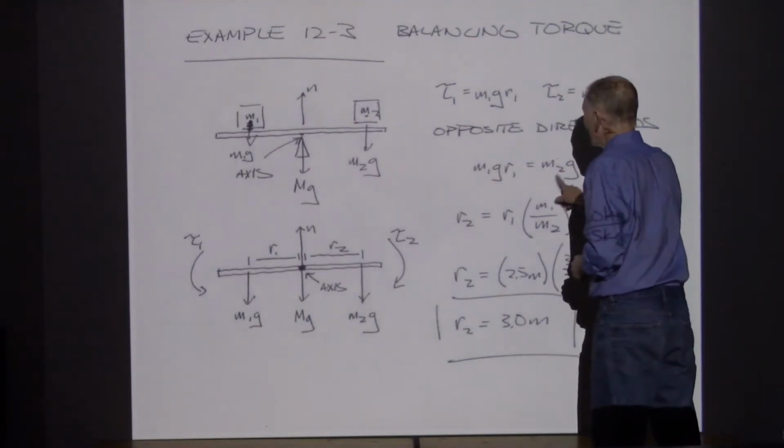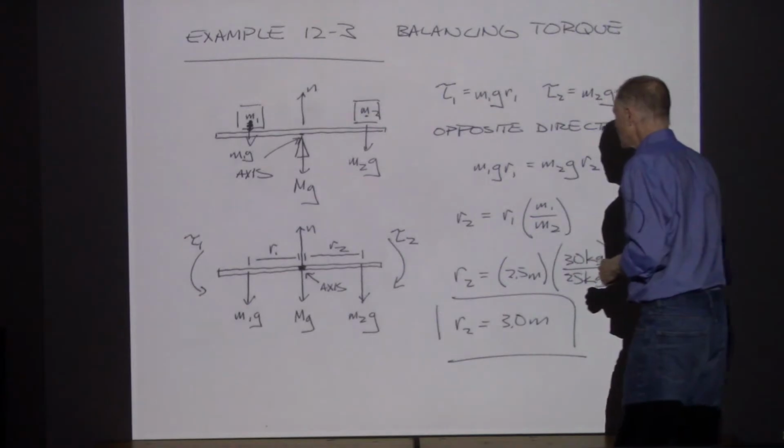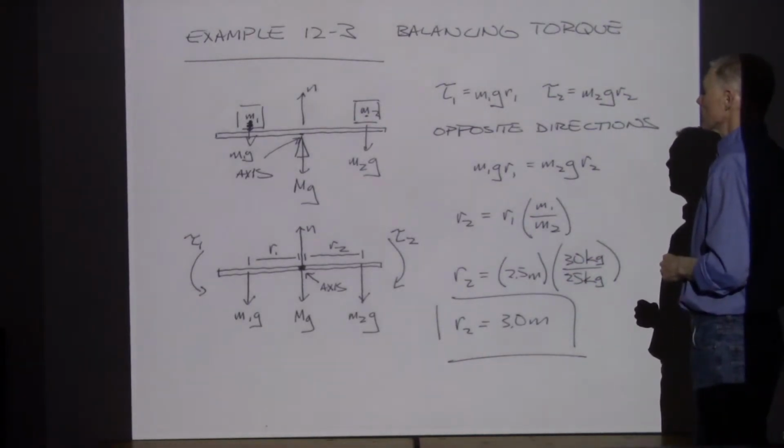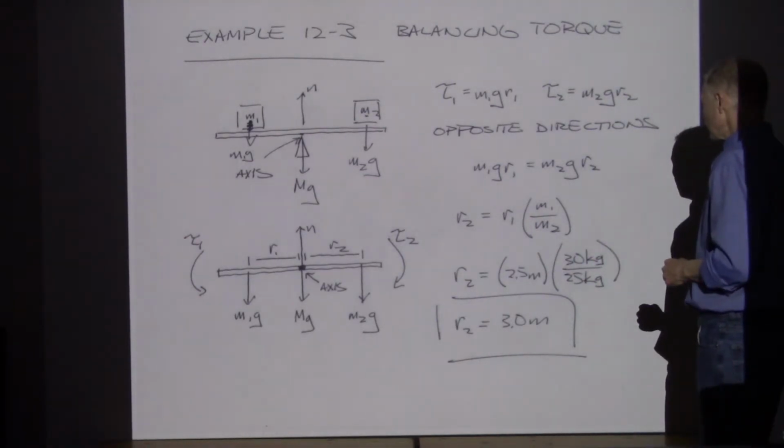So the g's drop out, and we can solve for R2. All the other information was given in the problem. I've got to track the slide down and get that added back in.